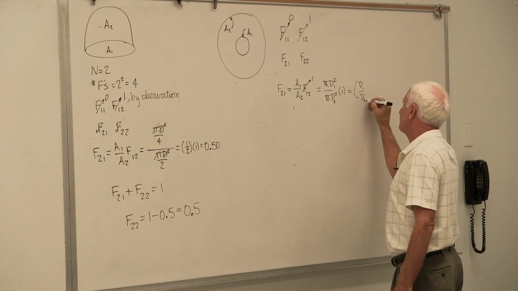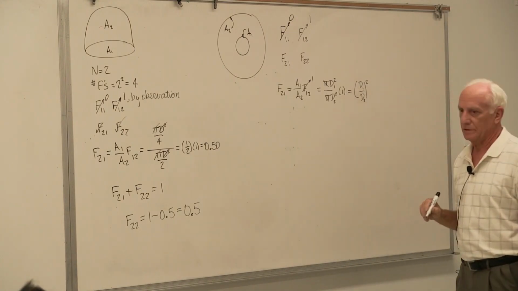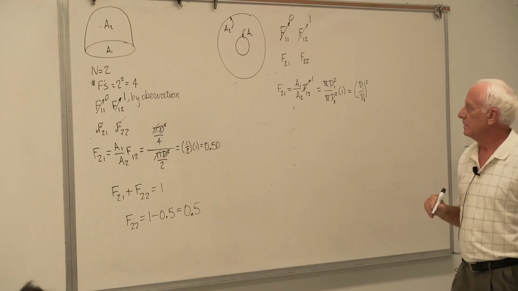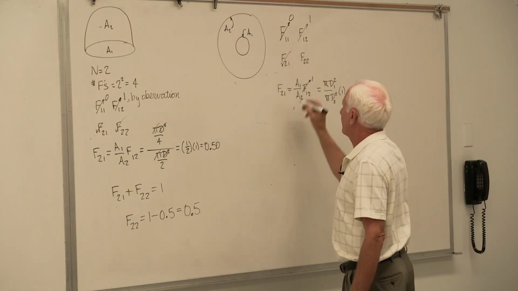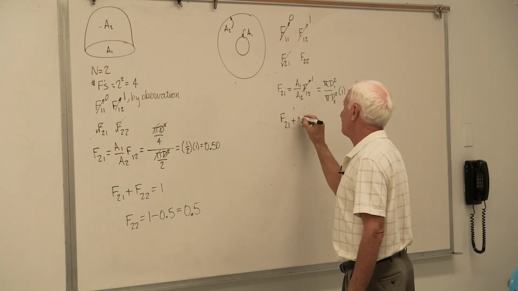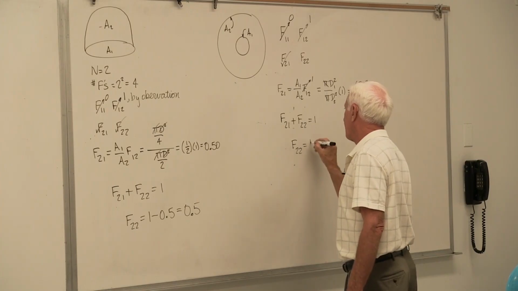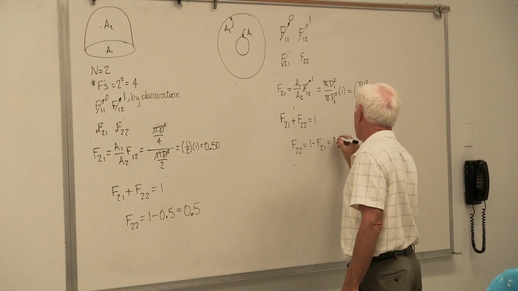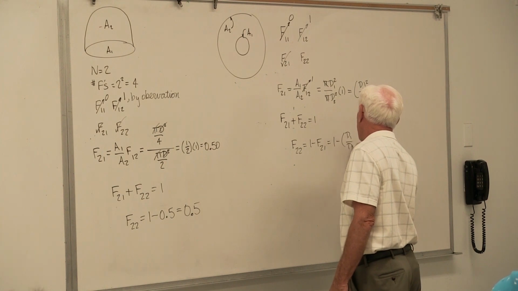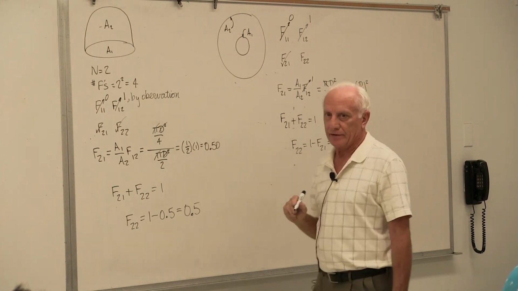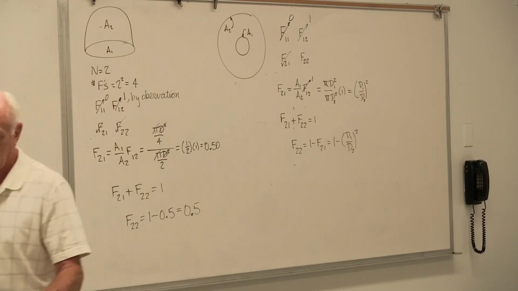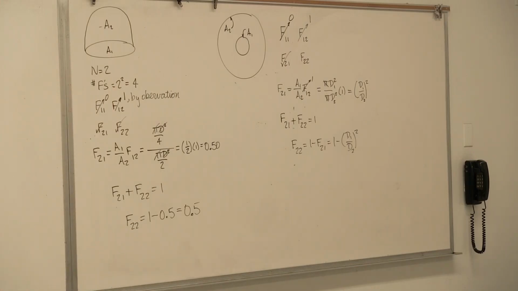d1 over d2 squared. So there's F21. Now I use the enclosure law. Got it. Enclosure law, F21 plus F22 equal 1. So F22. There it is. Found all 4 view factors. Of course, you find the view factors you need to solve the problem. Sometimes you don't need to find all of them, but sometimes you have to find several.